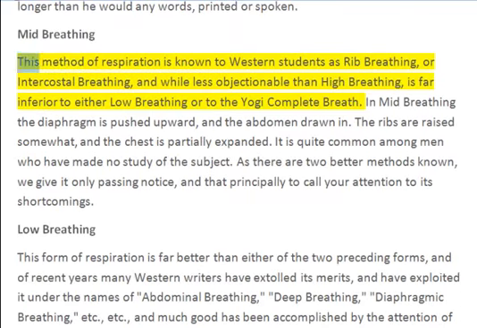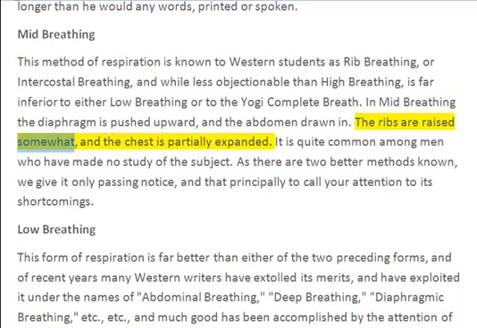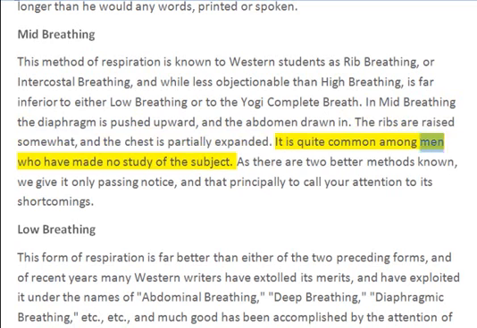Mid-breathing. This method of respiration is known to Western students as rib breathing, or intercostal breathing, and while less objectionable than high breathing, is far inferior to either low breathing or to the yogi complete breath. In mid-breathing the diaphragm is pushed upward, and the abdomen drawn in. The ribs are raised somewhat, and the chest is partially expanded. It is quite common among men who have made no study of the subject.